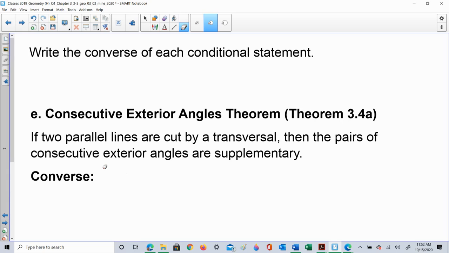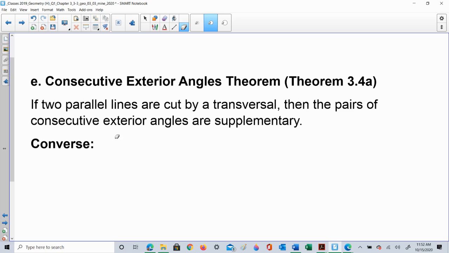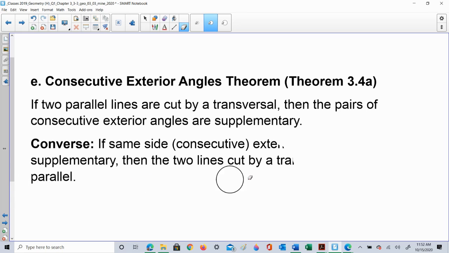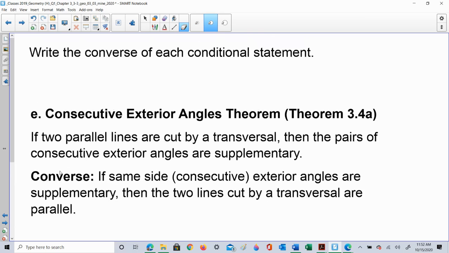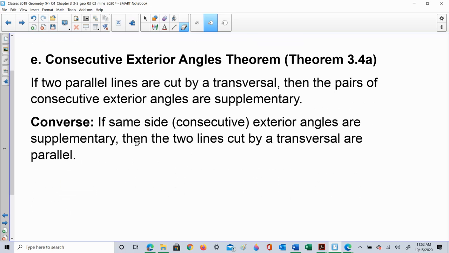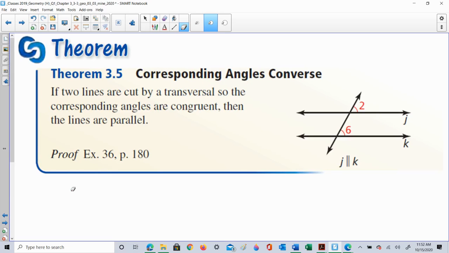I hope you're getting the idea of this. If two parallel lines are cut by a transversal, then the pairs of consecutive exterior angles are supplementary. This is the one that wasn't in your book, the one that I gave you. So the converse would be, if the same side exterior angles are supplementary, then the two lines cut by a transversal are parallel. I don't have a picture for this one. I have them written out. It's theorem 3.5 in your book. I just wrote them out for you.